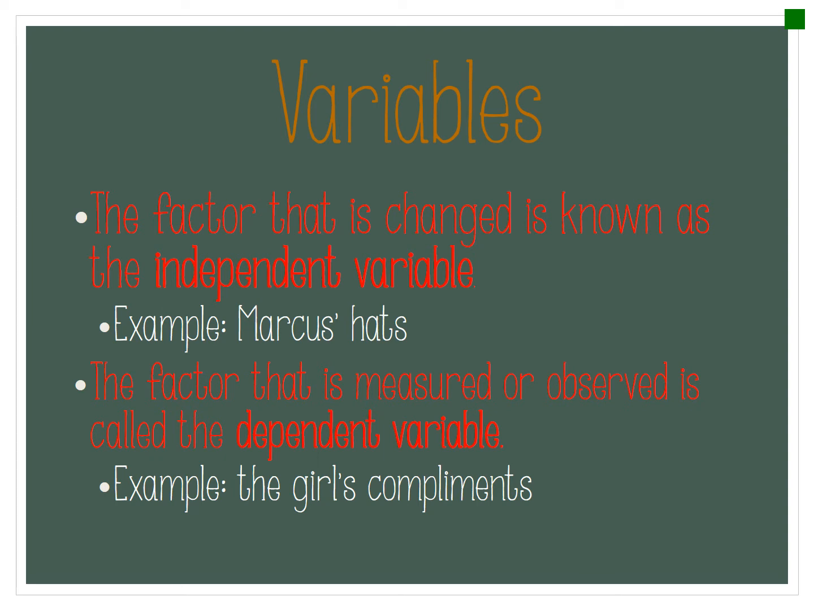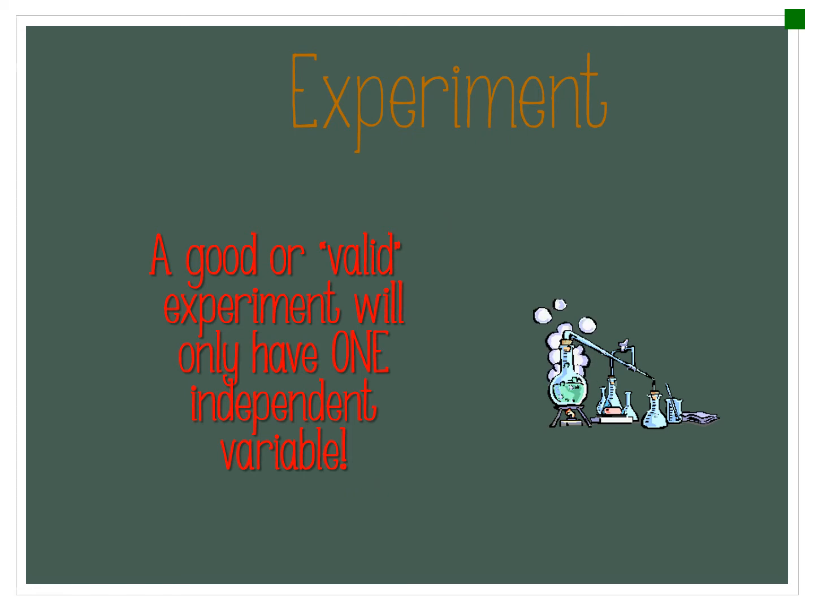So remember, we're changing something to see if it has any effect. Your independent variable is the cause, the thing that you are changing. The dependent variable is the effect. What happens because I changed this particular thing? Every valid or good experiment is only going to have one independent variable. Let's think about Marcus. If Marcus had changed his hat and changed his shirt and girls complimented him more, how would he know which one actually caused the compliments? Was it the shirt or was it the hat? So we always test one thing at a time. You will only have one independent variable at any given point.